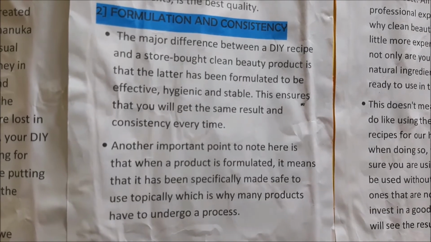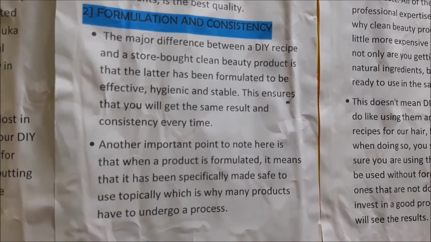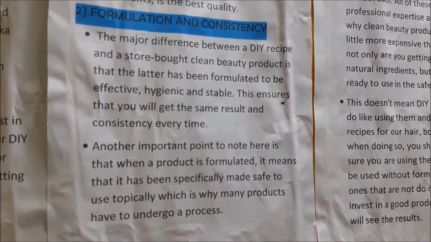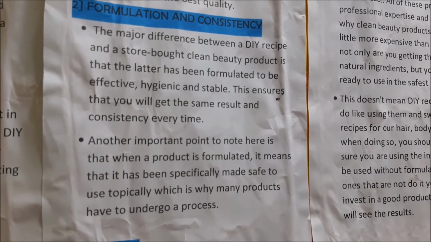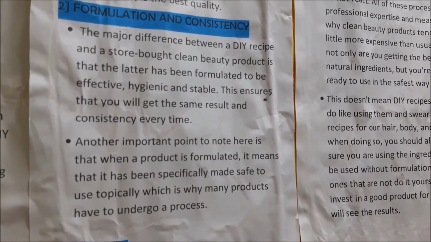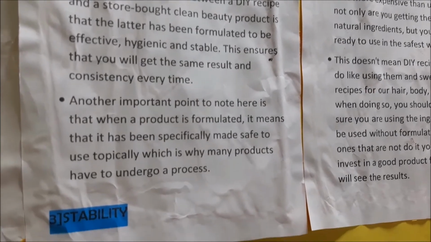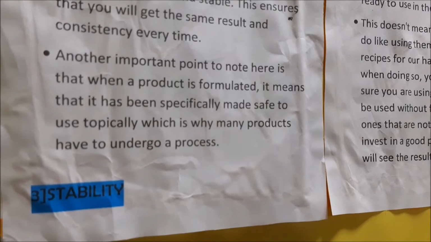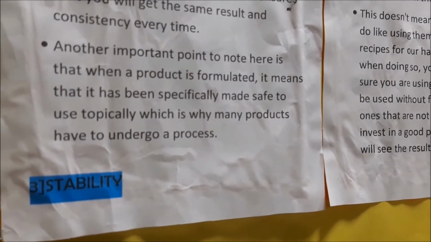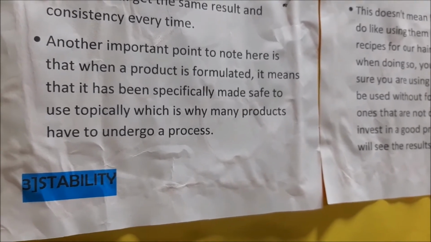Second point is formulation and consistency. The major difference between a DIY recipe and a store-bought clean product is that the latter has been formulated to be effective, hygienic and stable. This ensures that you will get the same result and consistency every time. Another important point to note here is that when a product is formulated, it means that it has been specially made safe to use topically, which is why many products have to undergo this process.